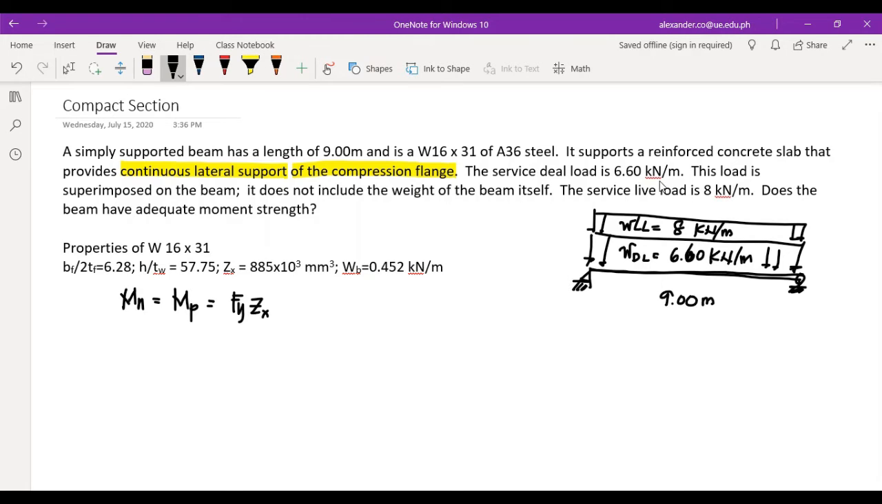Itong sinasabi niyan, this load na to, yung dead load. Okay? Ibig sabihin na superimpose, ito na rin, nakalagay na. It does not include the weight of the beam. So, yung 6.6, hindi pa kasama yung bigat ng beam, yung self-weight niya. Okay, so kailangan natin kunin yung sa code, or I mean sa handbook. Anyway, nandito na naman, kinuha ko na. And also, yung service live load nga given is 8 kN per meter. But the question is, does the beam have adequate moment strength?